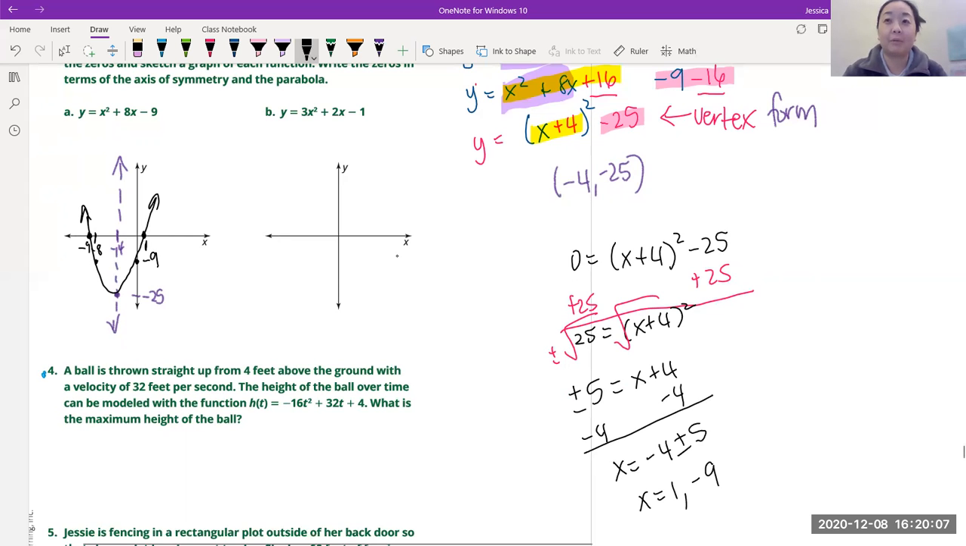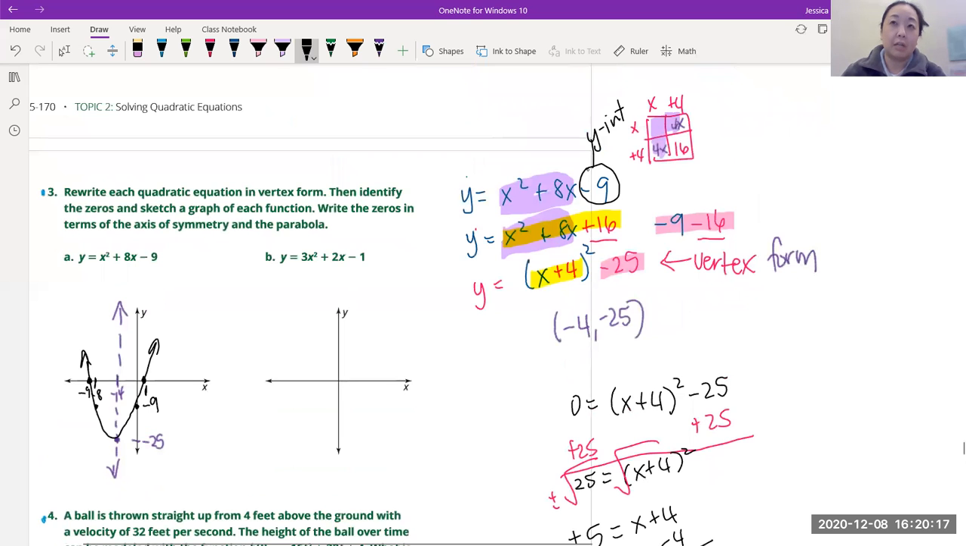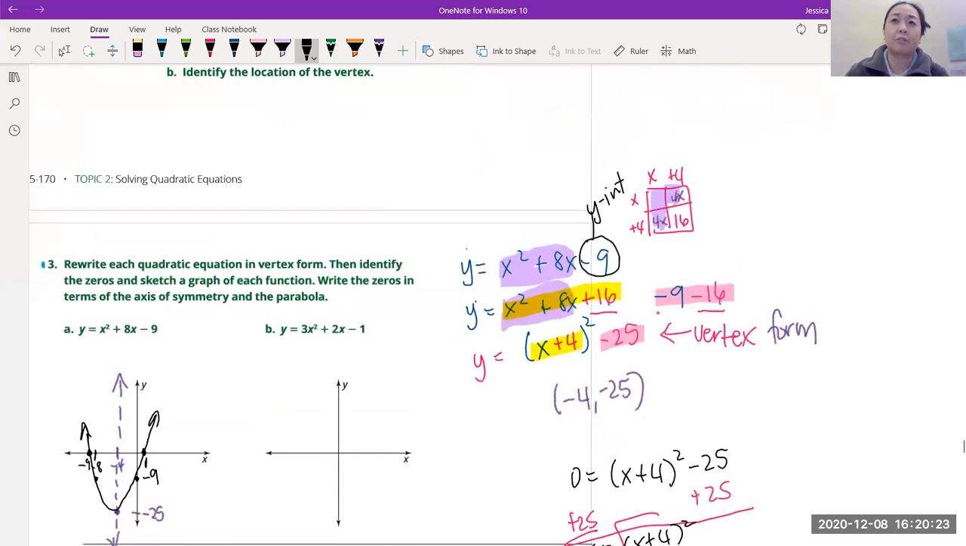See? Totally works. And honestly, if you wanted to try and factor it, we would have gotten the same thing of 1 and -9. And if you don't believe me, try it out. You would factor using this original standard form. You can't do a factored form using this guy, not vertex form. It doesn't work that way.